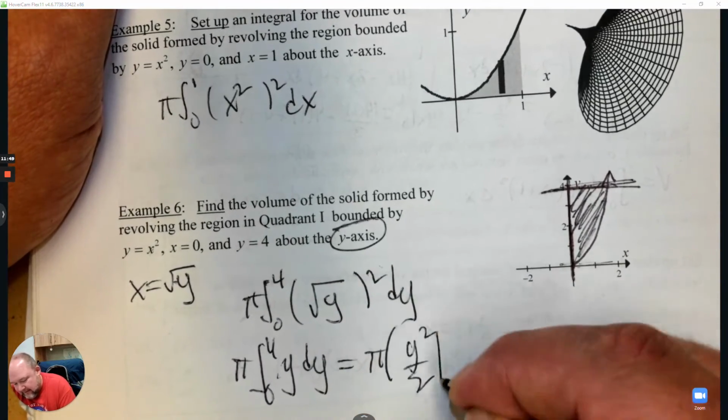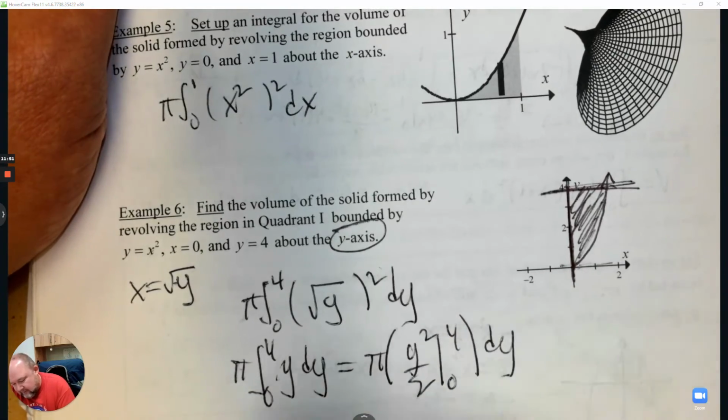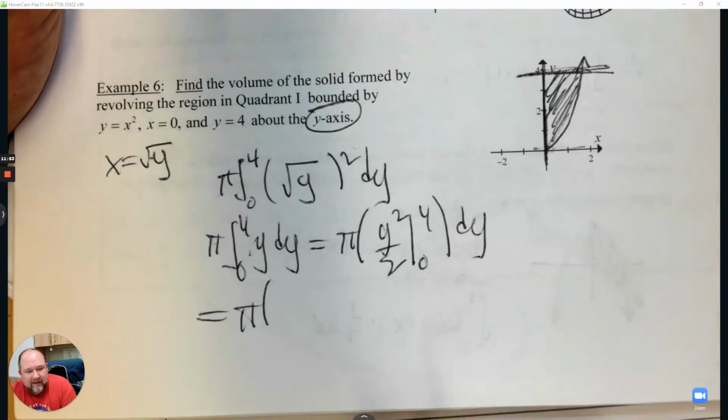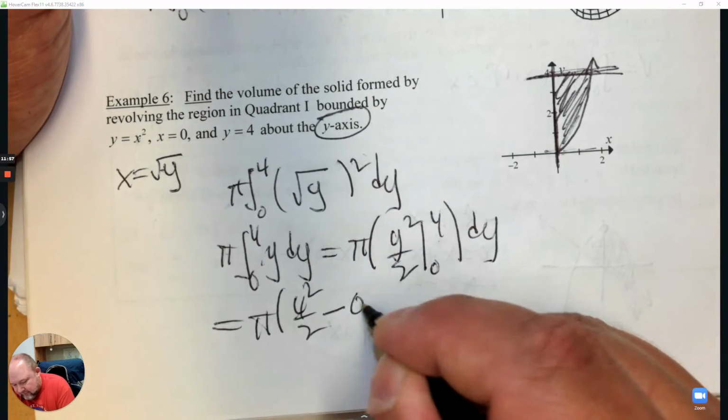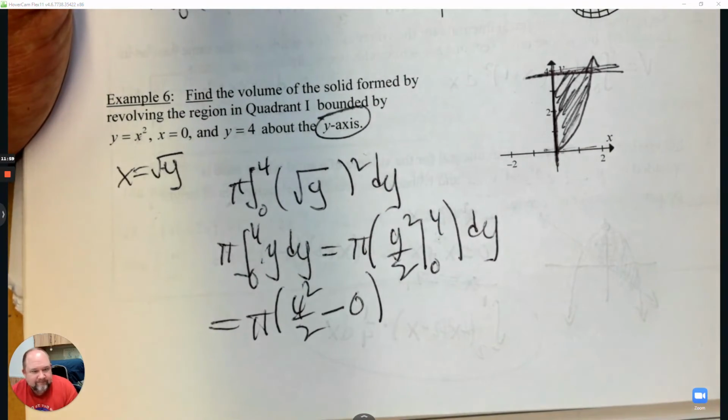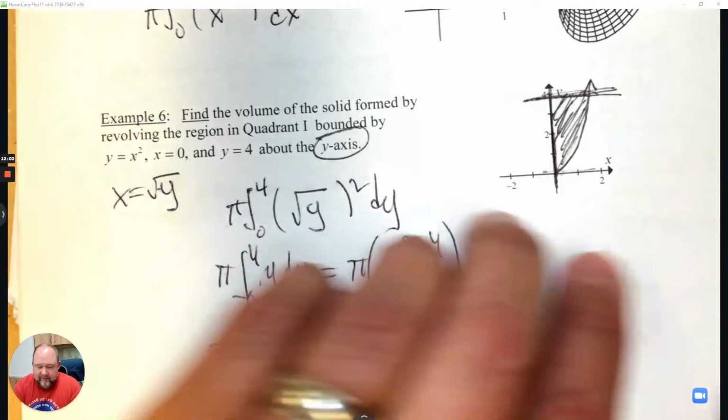Add 1 to the exponent and divide. Notice I can just leave pi in front. Plug in 4, subtract, plug in 0, and you have your answer. And that's 8 pi if you wanted to simplify it. Turn the page.